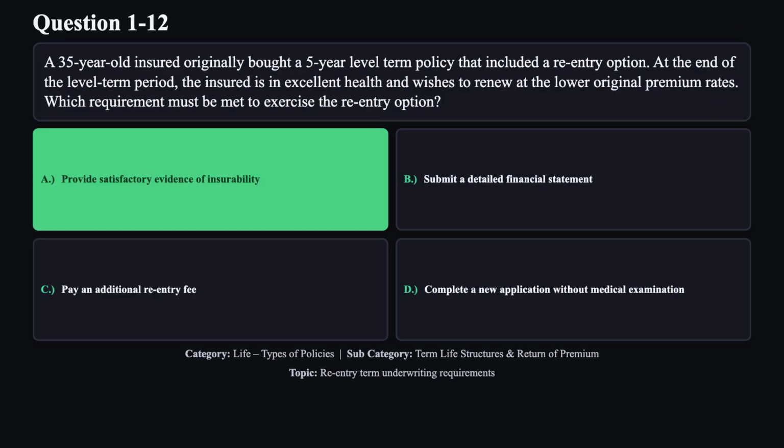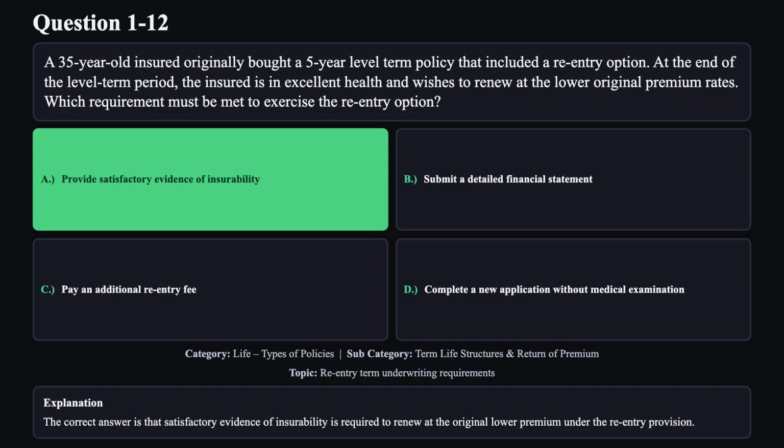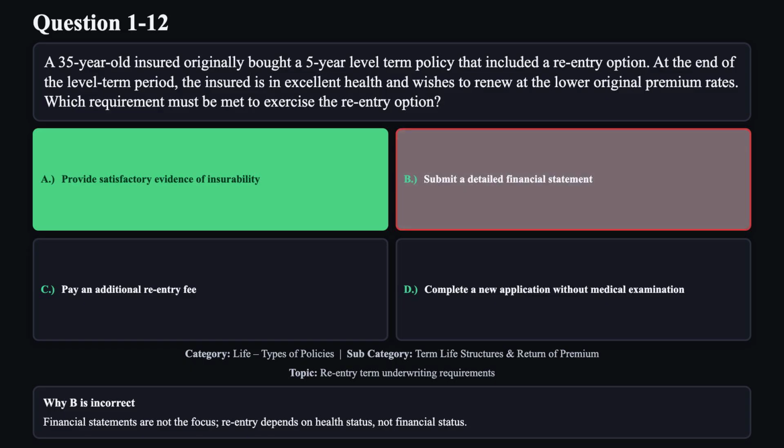The correct answer is A. The correct answer is that satisfactory evidence of insurability is required to renew at the original lower premium under the re-entry provision. Reason B is not correct. Financial statements are not the focus. Re-entry depends on health status, not financial status.